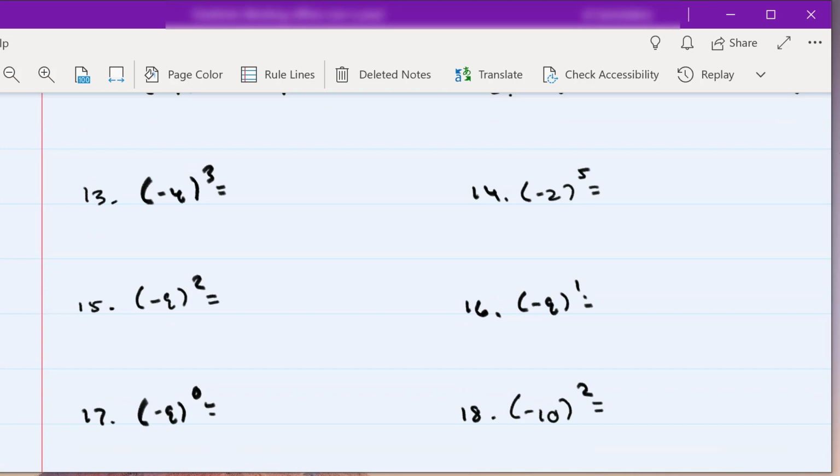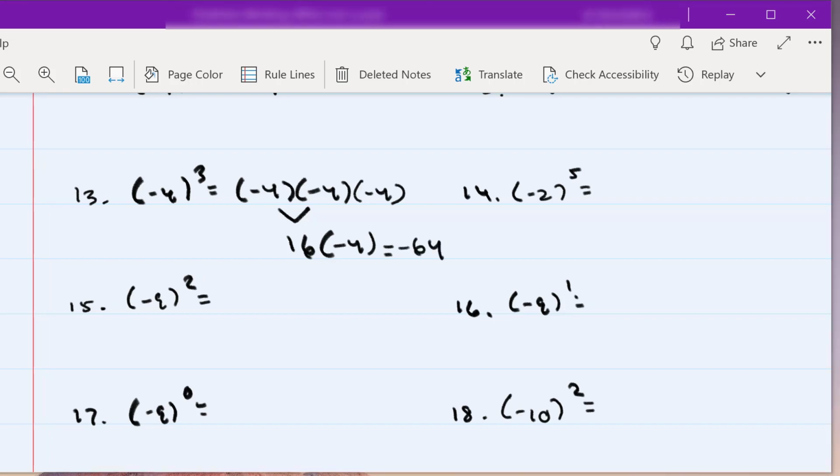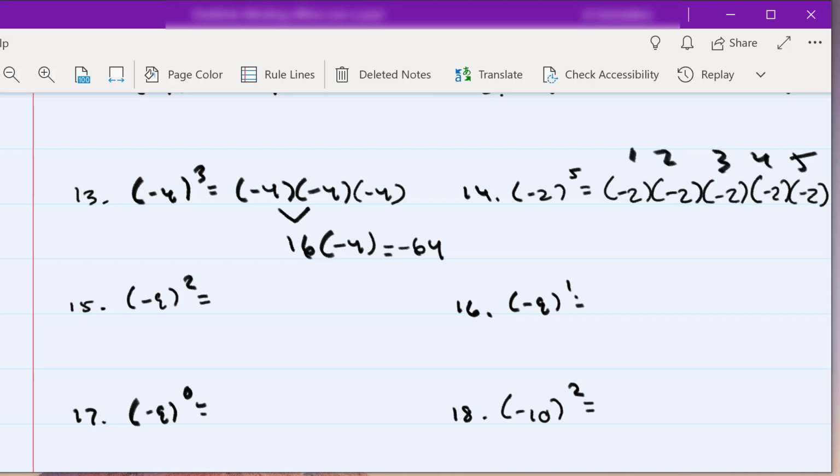Minus 4 cubed is minus 4 times minus 4 times minus 4. Minus 4 times minus 4 is 16, times minus 4 is minus 64. Minus 2 to the 5th is minus 2 multiplied 5 times: minus 2, as such, 1, 2, 3, 4, 5. And here you can verify your answer will be 32 and negative.